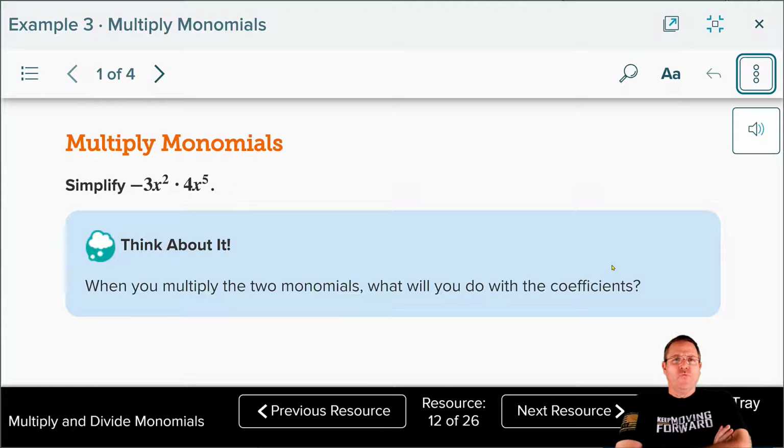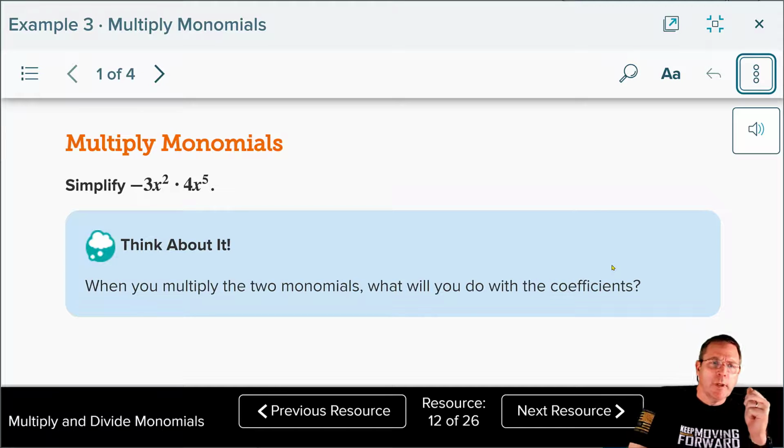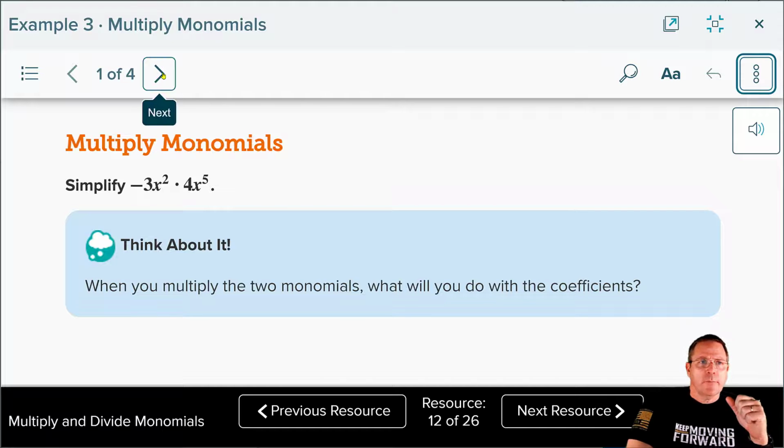Now it's time we really step up our game. Here we have negative 3 times x squared times 4 times x to the 5th. And when we work this one, we're going to be using that pesky little commutative property of multiplication again, where we rearrange the order of things being multiplied, because in multiplication, order doesn't matter.